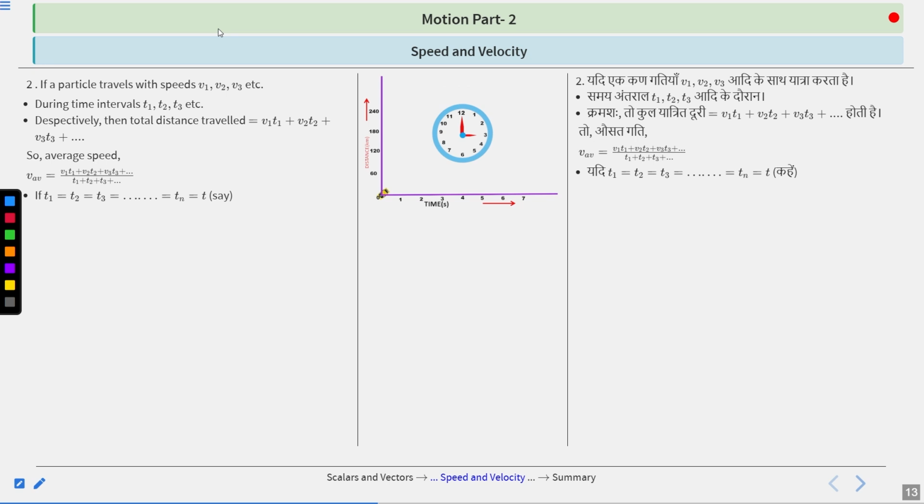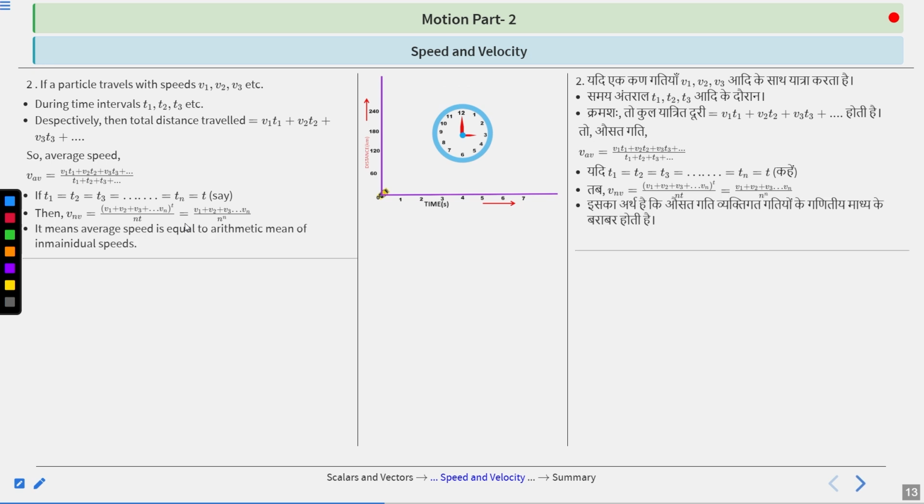If T1 is equal to T2, and T2 is equal to T3, and this continues till Tn equal to T, then V_av is equal to (V1 plus V2 plus V3 plus so on Vn) multiplied by T, upon nT, equal to (V1 plus V2 plus V3 plus Vn) upon n. It means the average speed is equal to the arithmetic mean of the individual speeds.